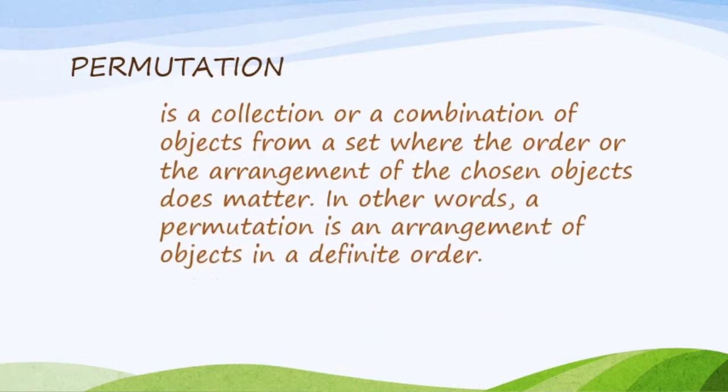When we say permutation, that is a collection or a combination of objects from a set where the order or the arrangement of the chosen objects does matter. In other words, a permutation is an arrangement of the objects in a definite order.